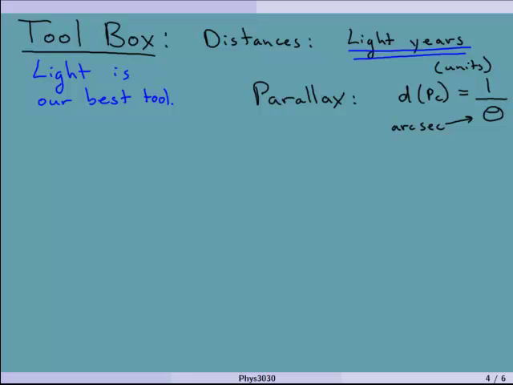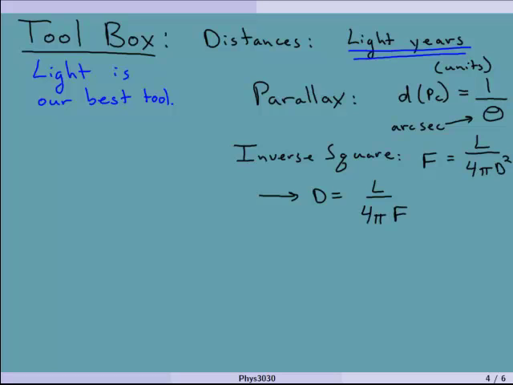Another tool that we learned how to use was something called the inverse square law, right? And remember, the inverse square law says that the flux that we get here on Earth is equal to the luminosity over 4 pi times the distance squared, or r squared, the radius away from us, if you'd like. Okay, and this leads us to another formula for the distance, which is that d is equal to the square root of L over 4 pi times the flux. All I've done here is solve the formula up here.